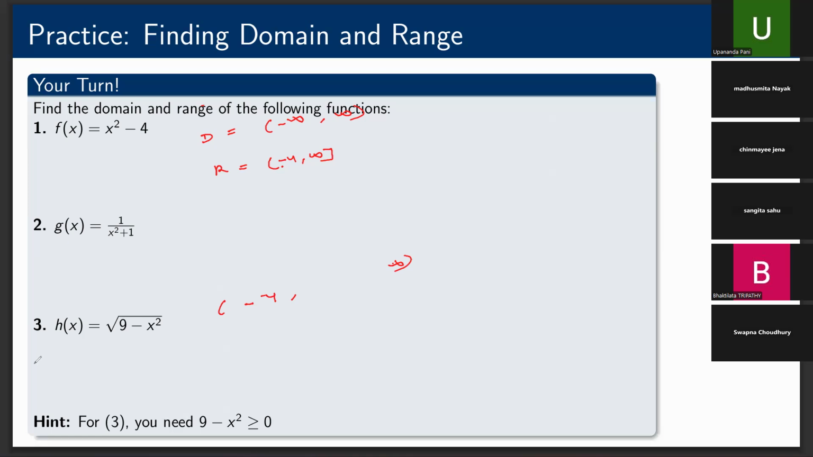Okay. Then I think the other functions' domain and range you can calculate, estimate. It's not a big issue. Then let's go to the second slide. Next slide.